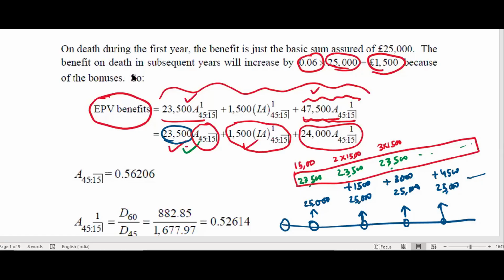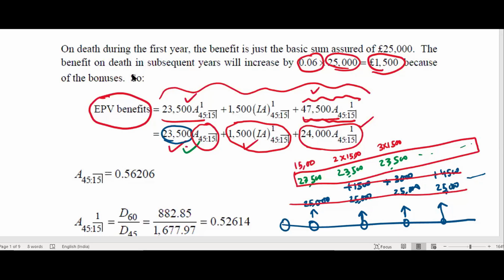Why is this not endowment? Because there is no final benefit. Final benefit is written here. This is an endowment. So 23,500 we have written. Okay, if you want, you can make this one and this one separately. But if you combine both, it will be easier for you.